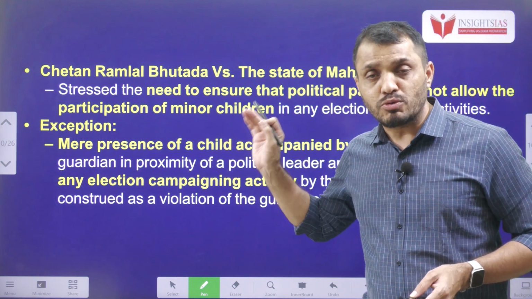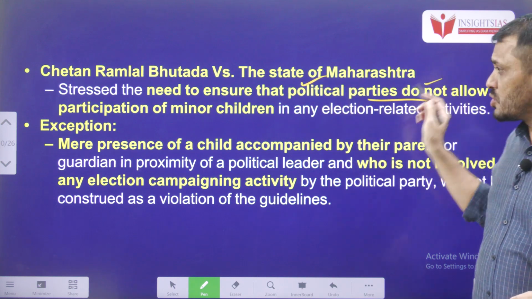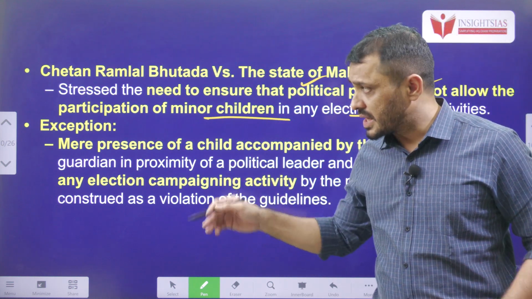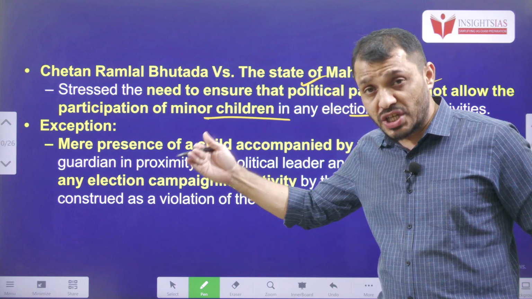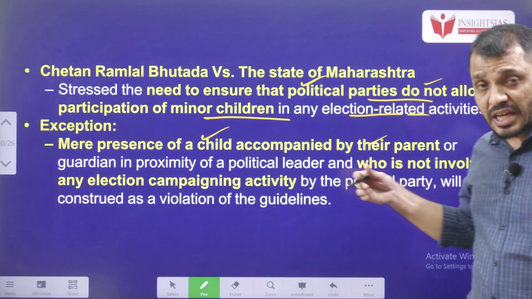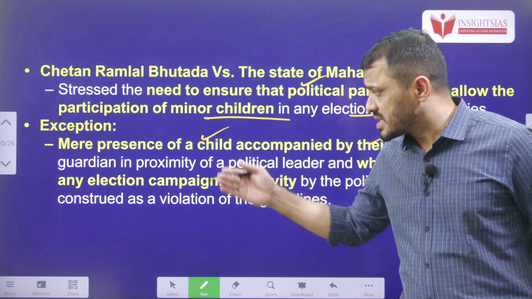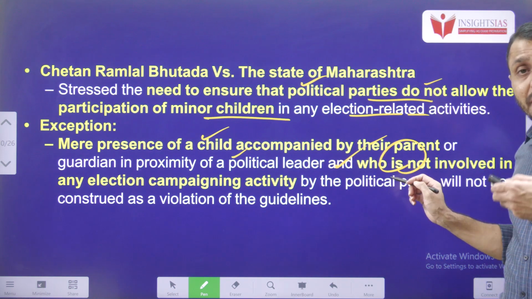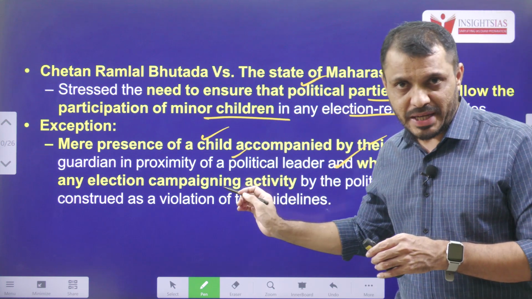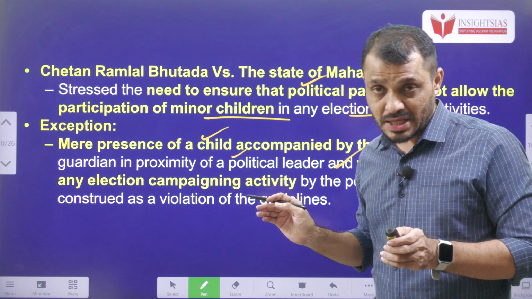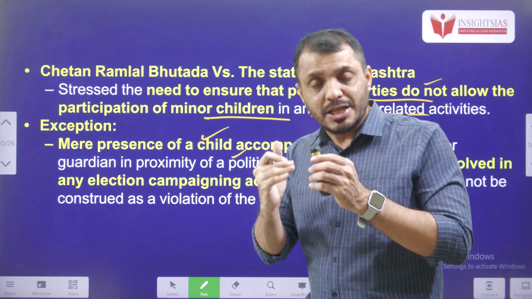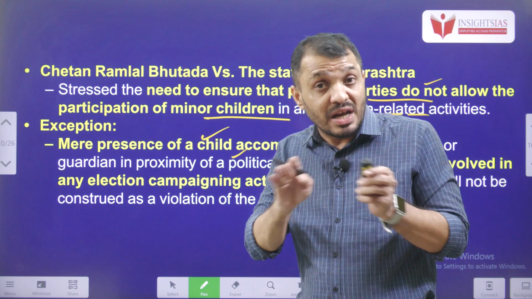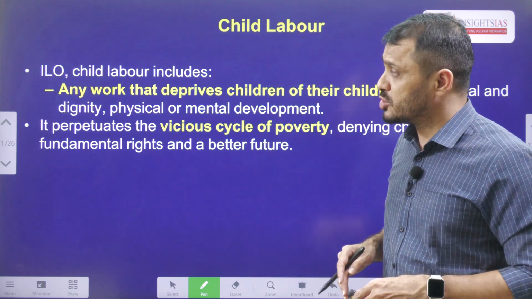In this, Bombay High Court stressed that political parties should not allow participation of minor children in any kind of election related activities. The exception is if children are present near their parents or guardians, and these are both children and guardian, if they are very proximate to any political party candidate who is not involved in election campaign, then that is not going to be an offense.